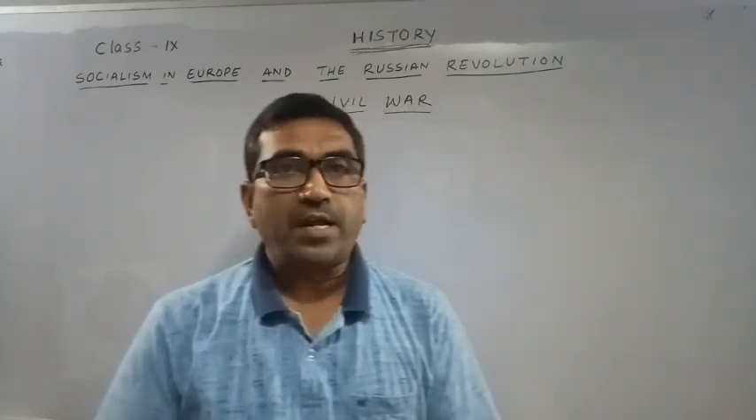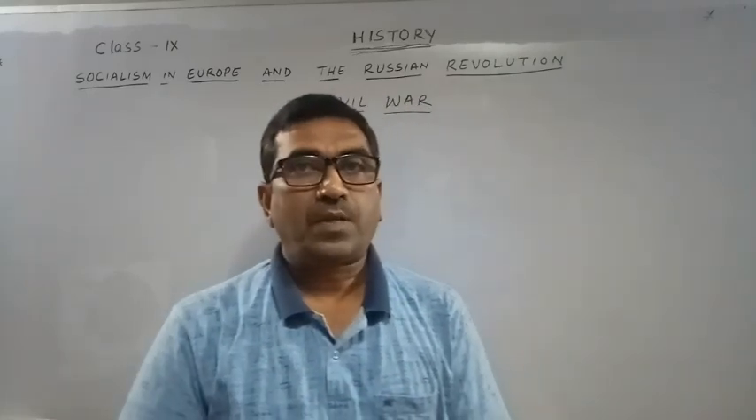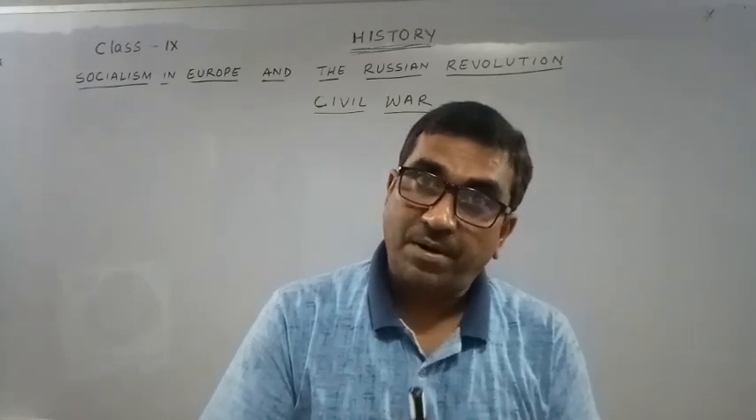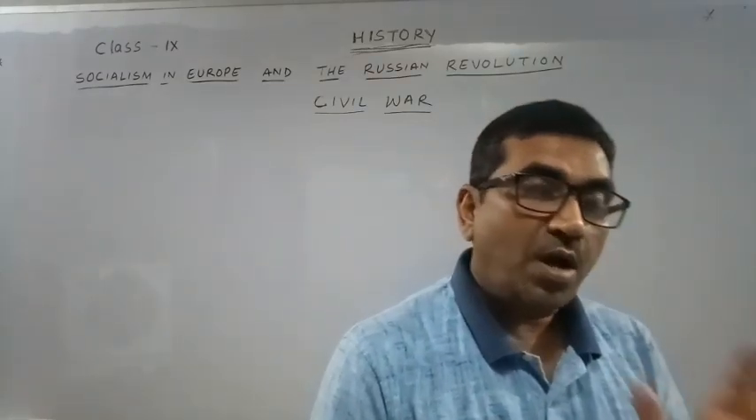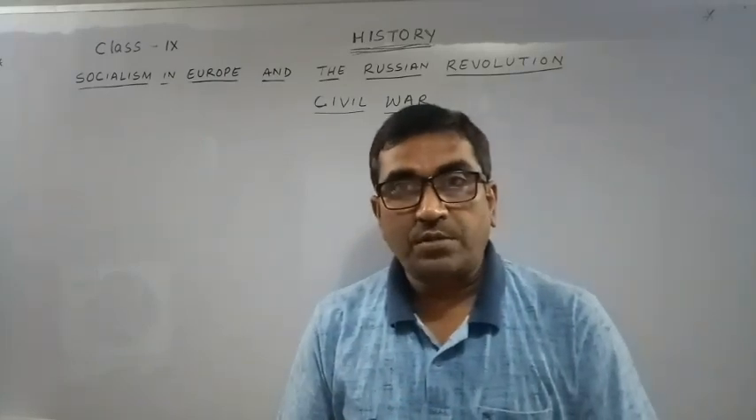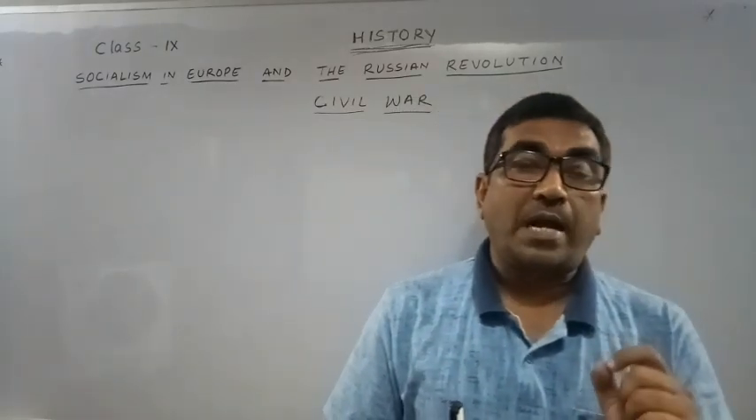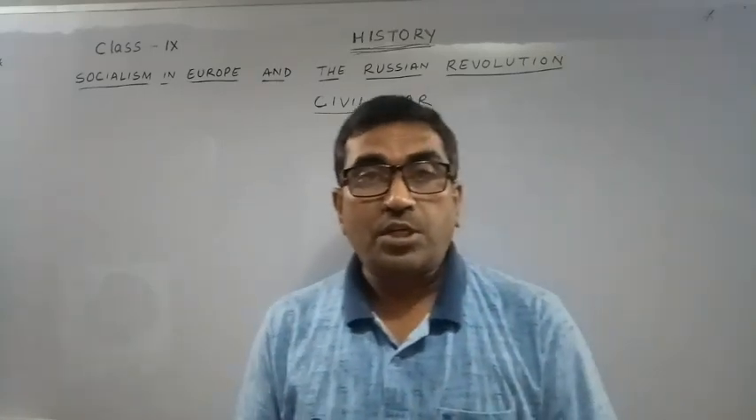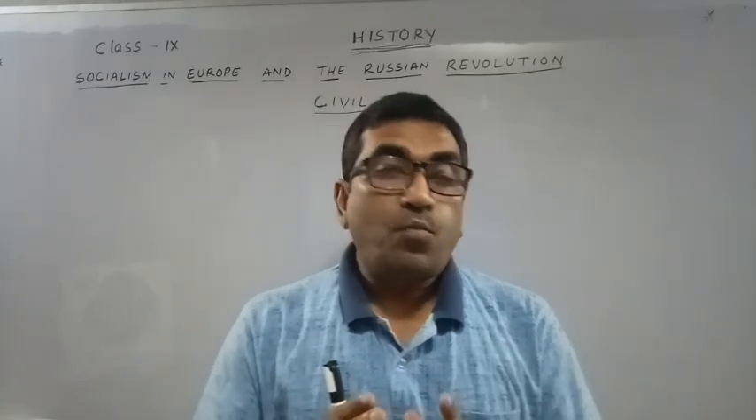We have already discussed the 1905 revolution and its effect. Then we discussed the February Revolution of 1917, and it brought a change. And what was the change? Monarchy came to an end. Then after the February Revolution, it was the October Revolution. Or basically, the October Revolution can be called the Bolshevik Revolution, because this revolution was completely led by the Bolshevik party.